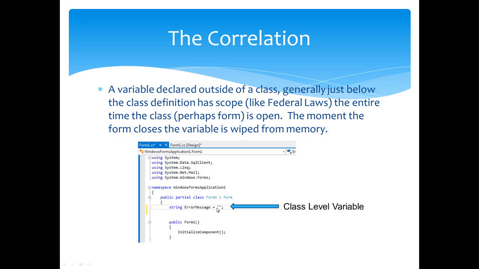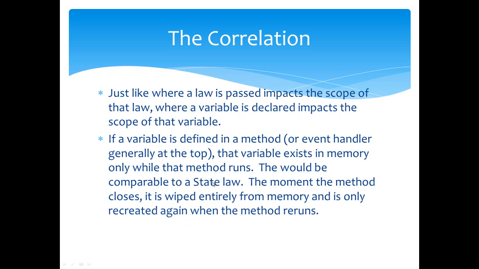When I do that, that means the entire class, that variable, this error message variable, is going to be alive. Okay, so again, just like a law that's passed impacts the scope of that law, the variable is impacted based on where that variable is assigned. And the easiest way to remember this, folks, is look at the brackets preceding and following it. Those brackets are what decide when the variable ceases to exist.